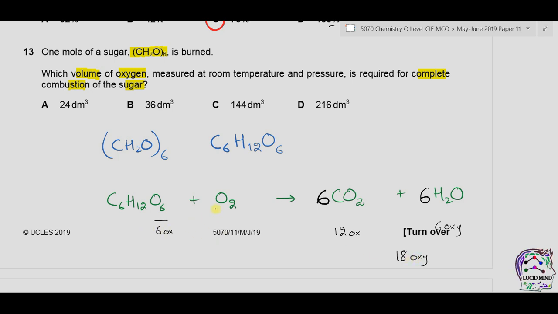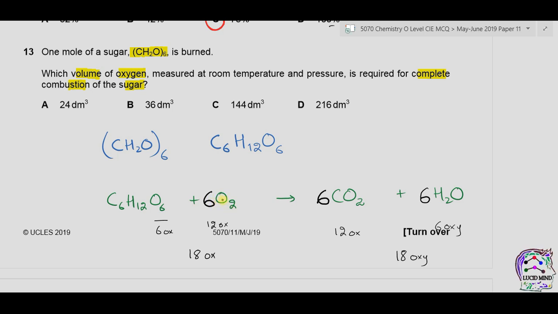So now we would need 12 more oxygen atoms, so we can write 6 with O2 to make it 12. So 12 oxygen plus 6 oxygen will also become 18 oxygen atoms. Now the equation is balanced, and in the balanced equation we can see that 1 mole of this sugar needs 6 moles of oxygen for complete combustion.